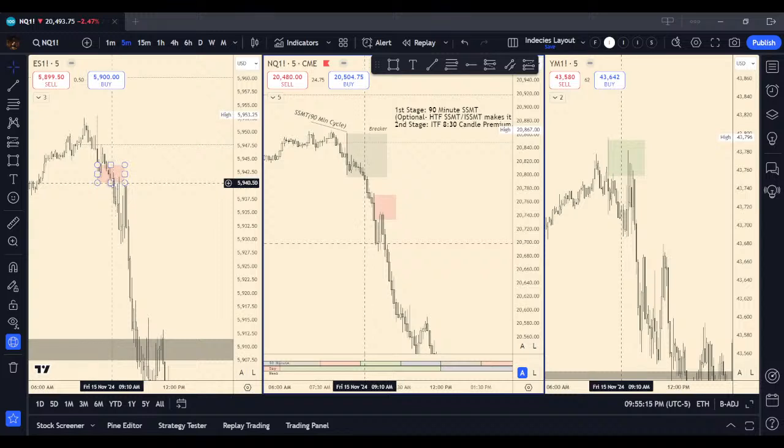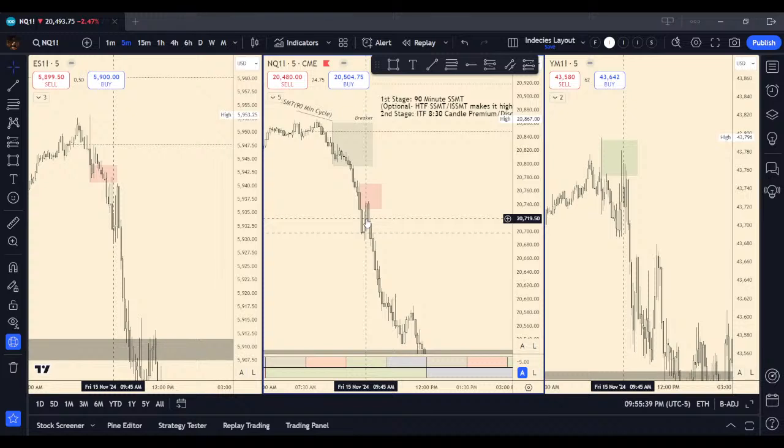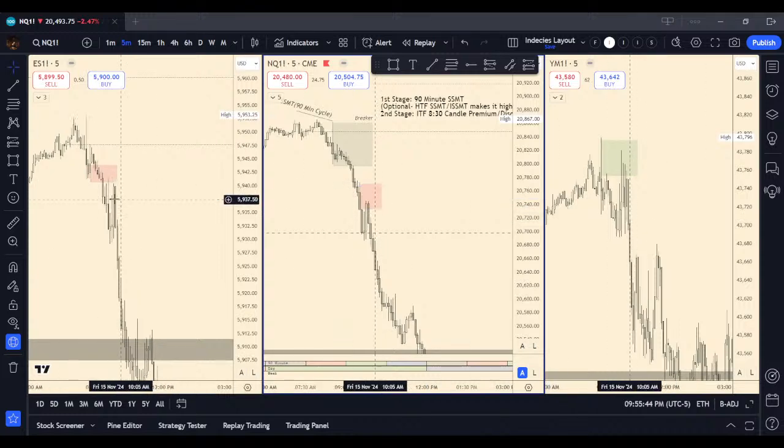You take your entry off either this candle, the 8:30 candle, or the candle that trades into the 8:30 candle. For NQ, you could still take an entry, but you would need to take it off the candle that failure swung, the same candle that created the turtle soup or the market structure shift here.